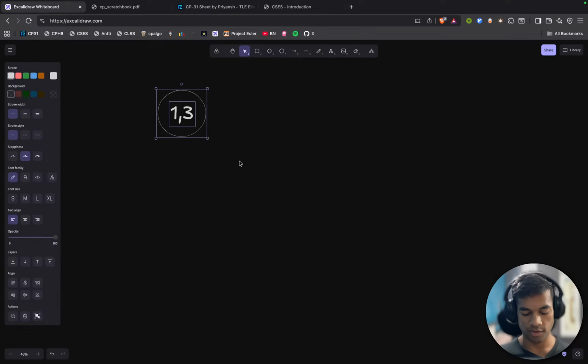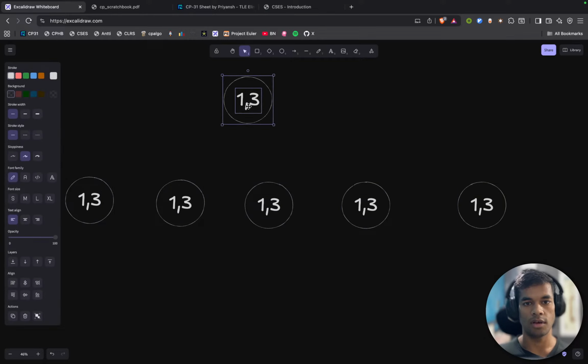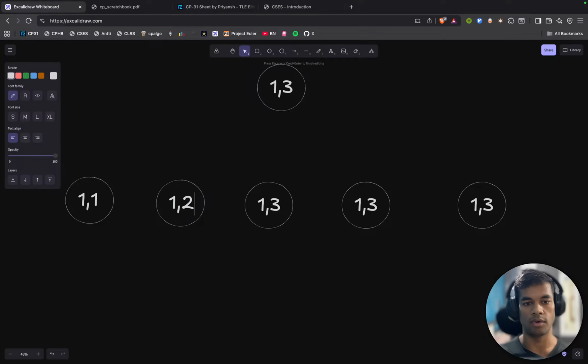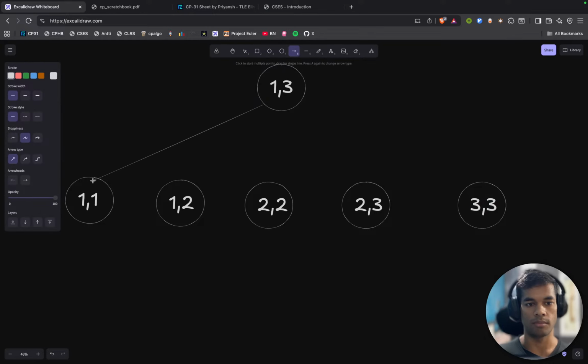Look at this. This is very beautiful. See how many I need? 1,3 depends on 1,1, on 1,2, and 2,2, and then 2,3. Okay, that was the perfect amount, and 3,3. Those are the things that this one depends on.